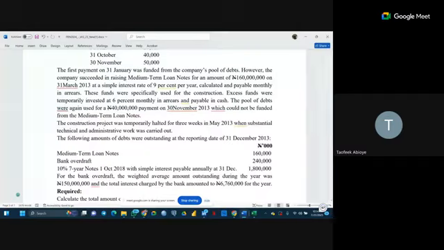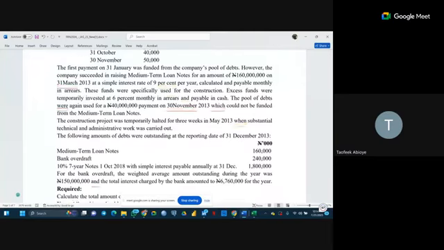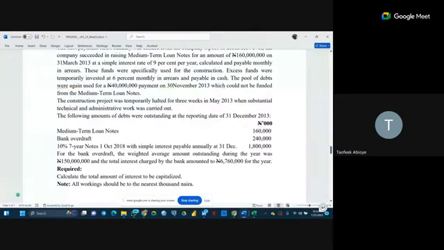were outstanding at the reporting date of 31st December 2013: medium-term notes, bank overdraft, 10% 7-year notes. For the bank overdraft, the weighted average amount outstanding during the year was 150 million, and the total interest charge by the bank amounted to 6,760,000 for the year. Required: calculate the total amount of interest to be capitalized. All workings should be to the nearest 1,000 naira.